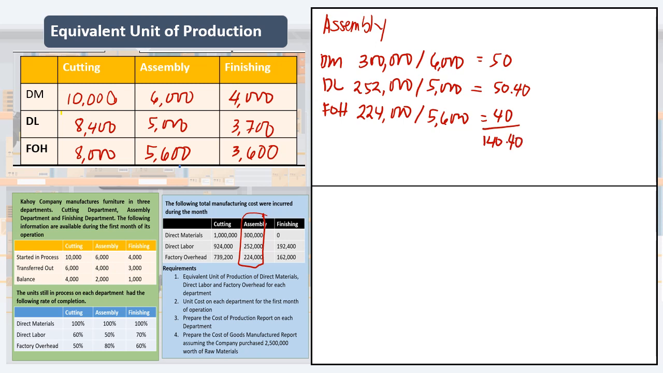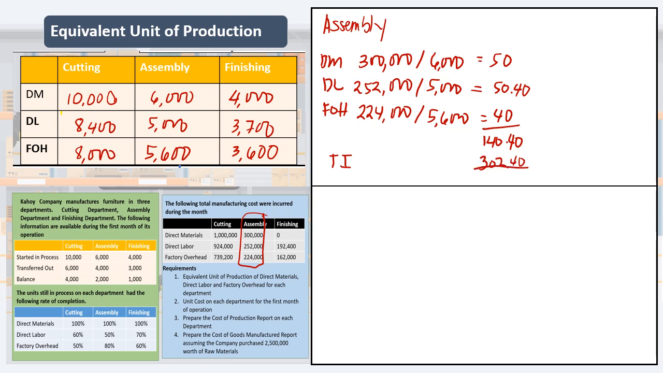Okay? So, since second department to at meron siyang natanggap na cost from cutting department, so i-add lang po natin yun, yung transferred in, di ba? So, lagay ko dito, transferred in. So, ang transferred in natin, unit cost, ang amount nun, sa na-compute natin kanina is 302.4.